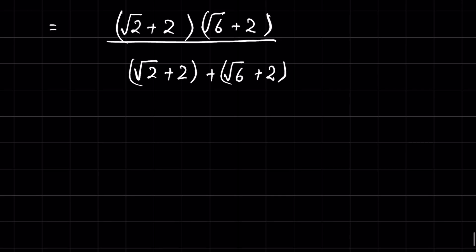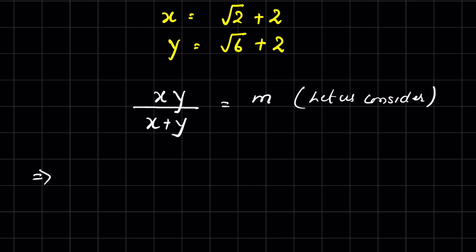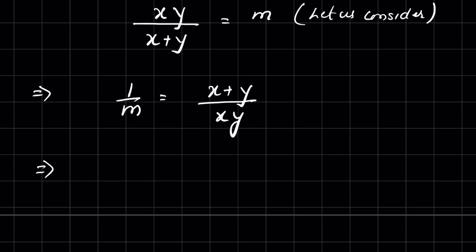Now let us consider x is equal to square root of 2 plus 2 and y is equal to square root of 6 plus 2. In that case we have x times y upon x plus y. Let this be equal to m, or we can write 1 upon m as x plus y upon xy. So xy is the common denominator, or 1 upon m is equal to x upon xy plus y upon xy.